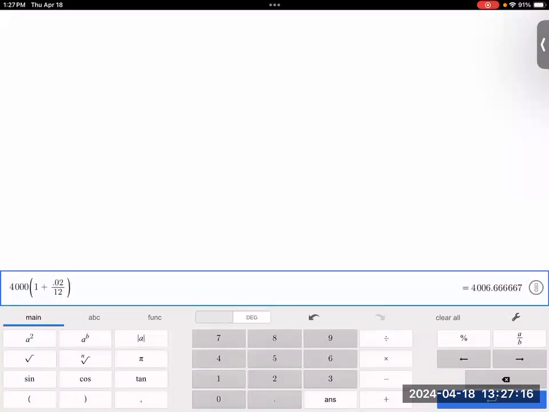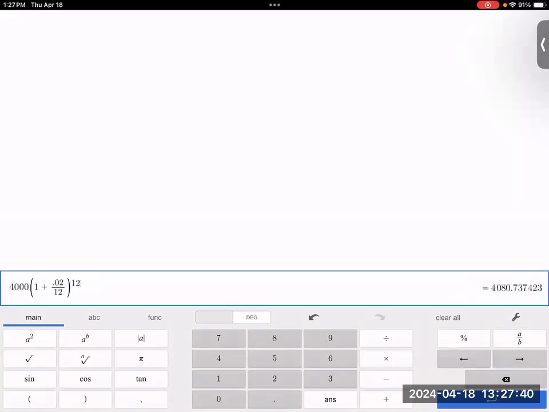Raised to, let's see my little caret button, where did it go? I don't use this one as much. Oh, I see it. So in order to get an exponent, where it says a to the b, that's where you can put in your exponent button. So we have 12 times, 12 times.